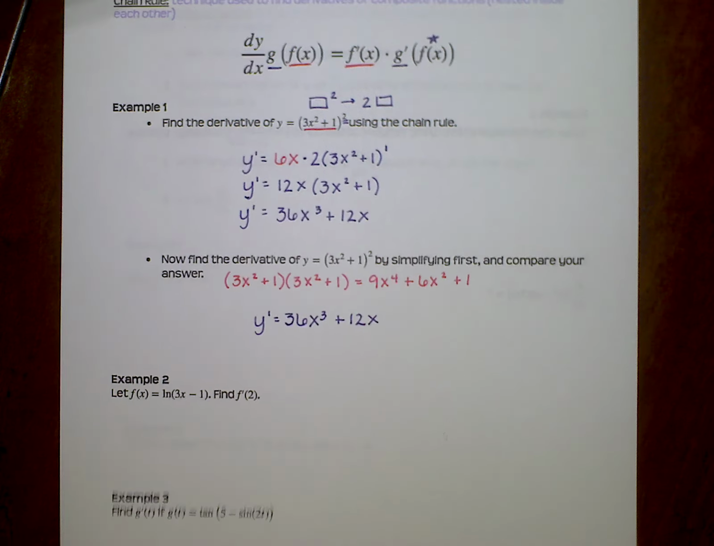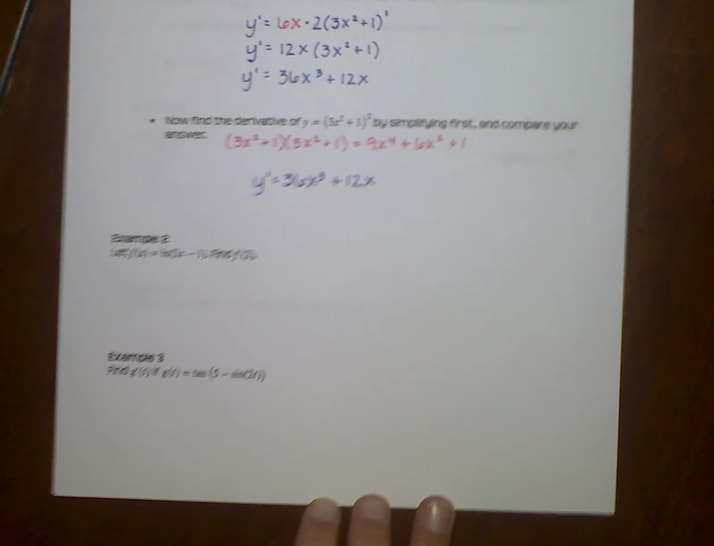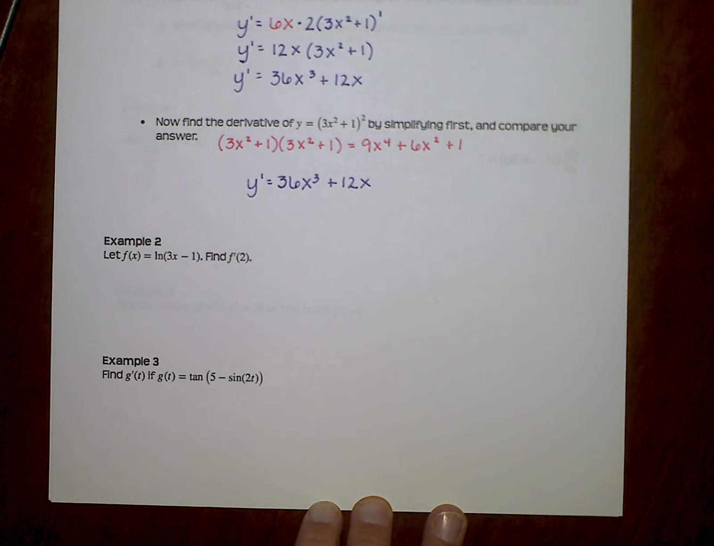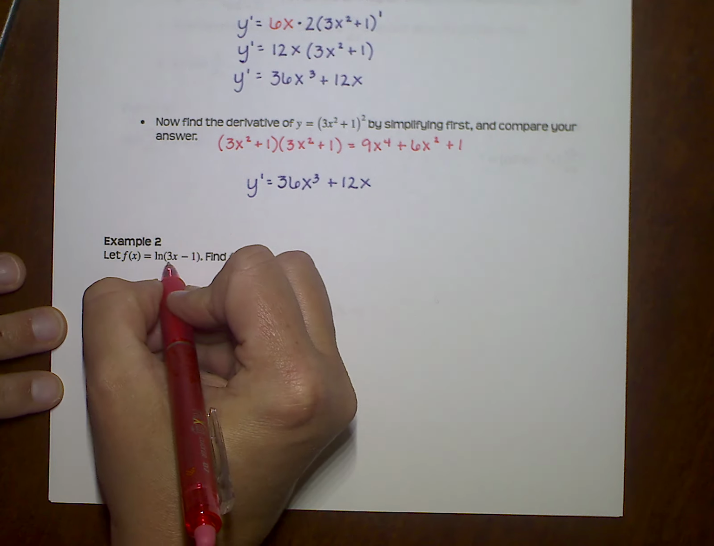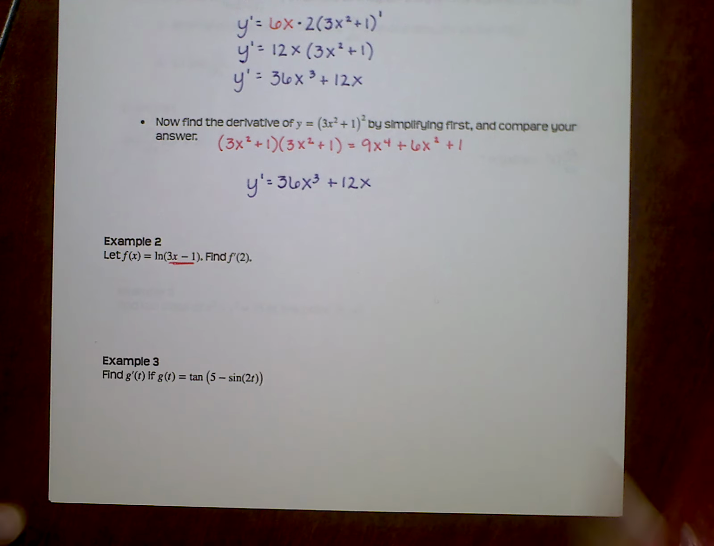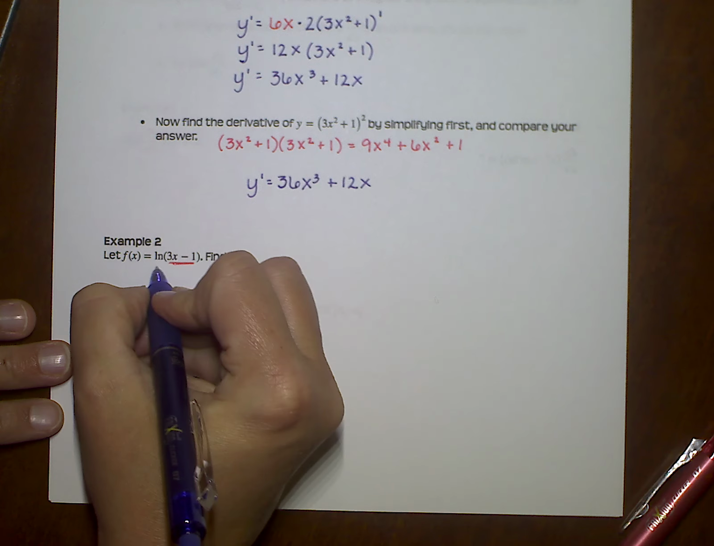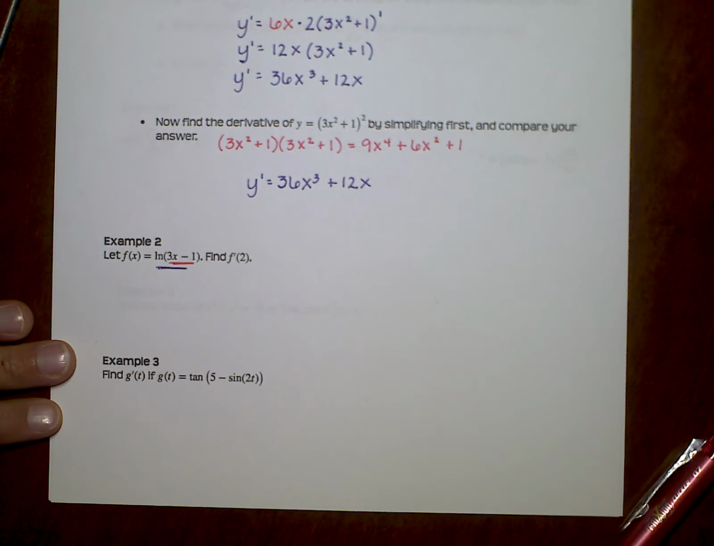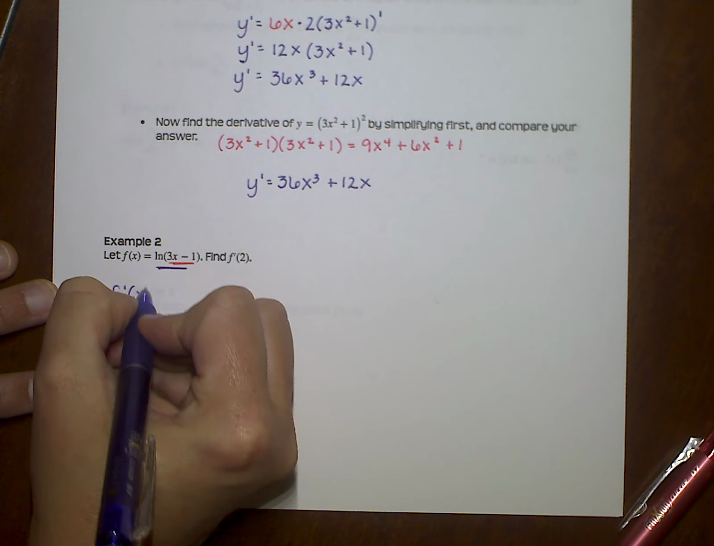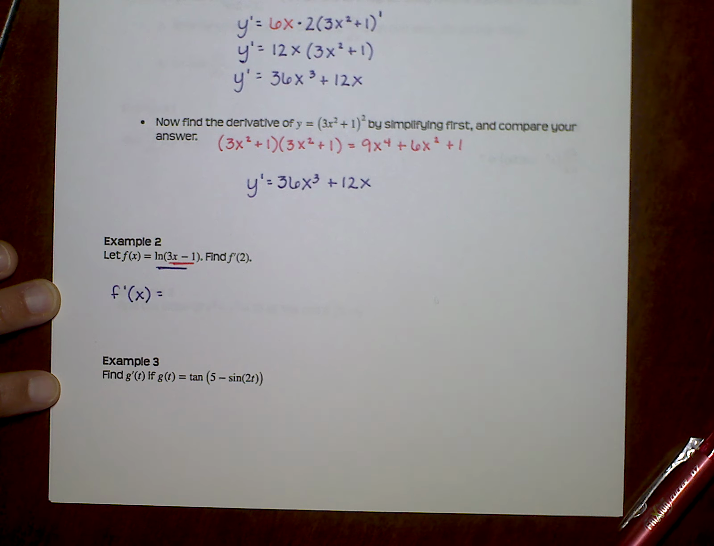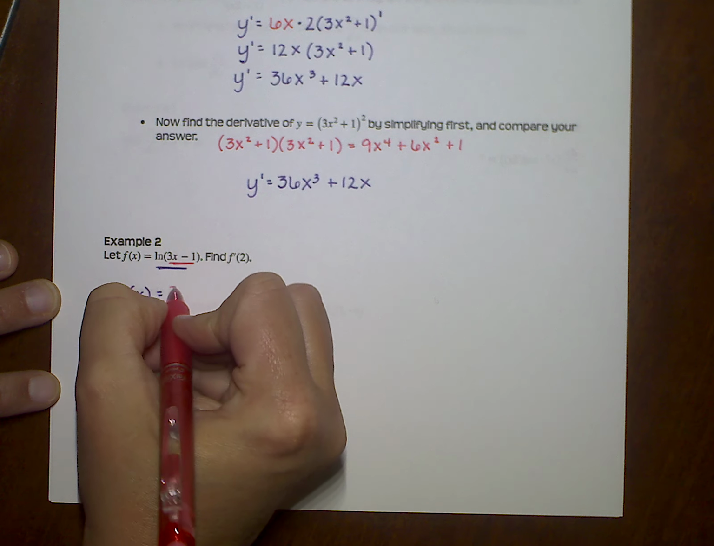Okay, so let's take a look at example 2, and example 3 here. In example 2, again, I would always start by identifying the inside function. The inside function is 3x minus 1, and that is inside a natural log function. So for my derivative, I'm going to start with the 3x minus 1. The derivative of 3x minus 1 would just be 3.